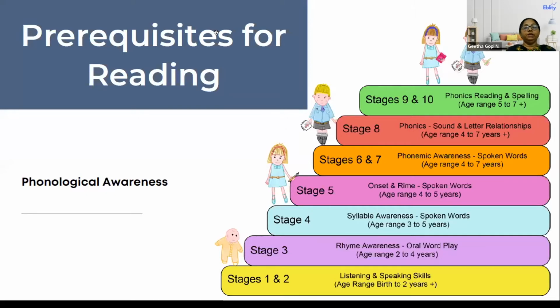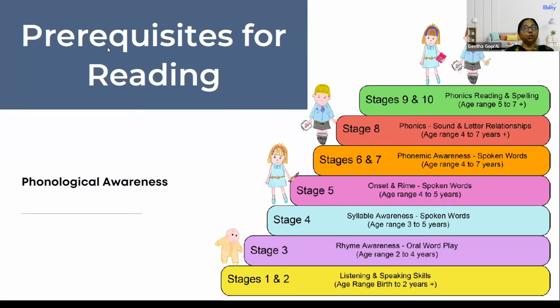Prerequisites for reading. One of the biggest prerequisites for reading is phonological awareness. The word phonological means relating to sound. So sounds are very important. The spoken word, that is the speaking and listening skills that we were talking of in the earlier workshop, is now being slowly converted into or moving into the printed form. So phonological awareness includes a wide range of skills, and there are different stages of phonological awareness that take place.